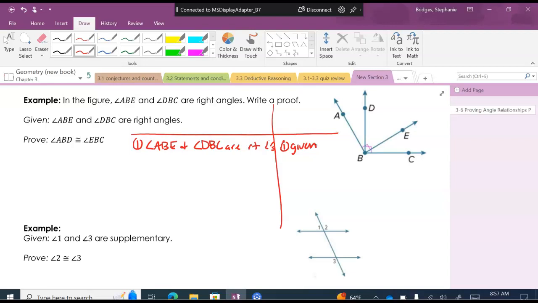Because angle ABE and angle DBC are right angles, that's what I'm told, the next thing I'm going to do is say that the measure of angle ABE equals 90. And also the same one for the other one, the measure of angle DBC is also equal to 90. And what reason did that say in the bold on the left side of that? Definition of a right angle. Okay, so that's going to be my reason.